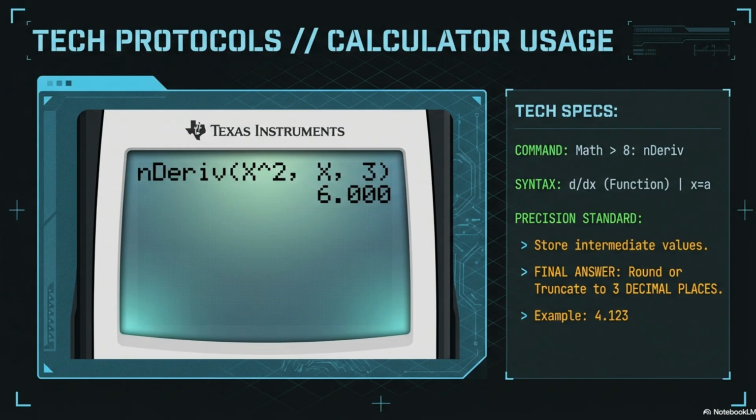Tech protocols for calculator usage. When authorized to use your calculator device, the command is dependent on the model you use. Consult the specs for the model you have been assigned. Precision standards dictate that you must store all intermediate values to avoid rounding errors. Your final answer must always be correct to 3 decimal places. You can reach that answer either by rounding or by truncating.